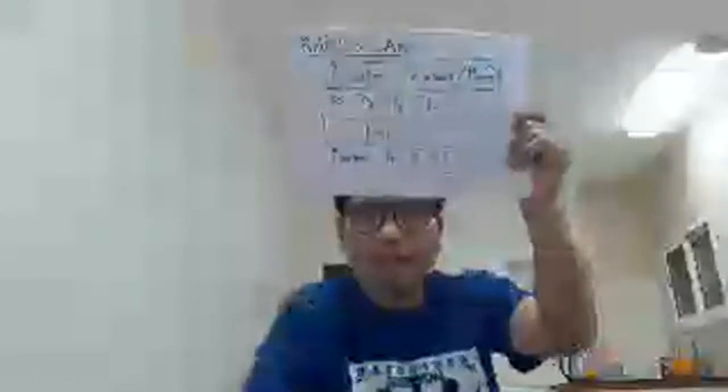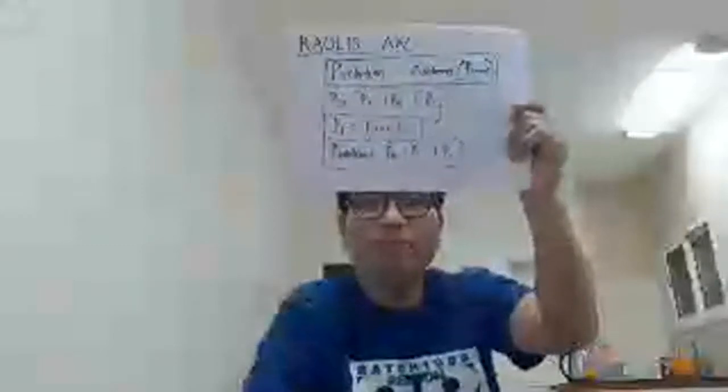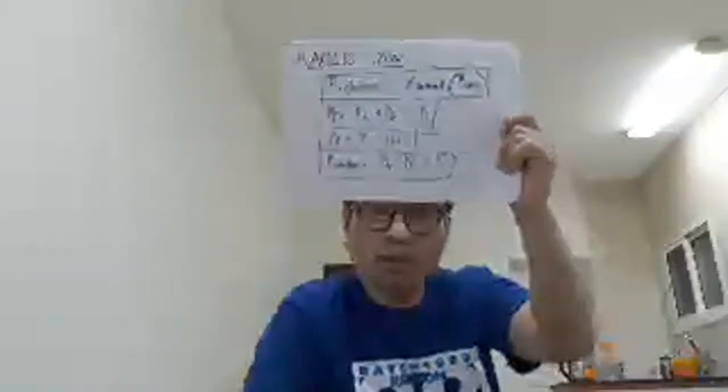So we could say now the vapor pressure of the solution, Raoult's law, is also equal to the partial pressure of component A plus the partial pressure of component B plus the partial pressure of component C, right? Take a look. Okay?